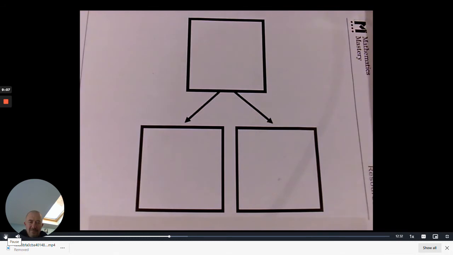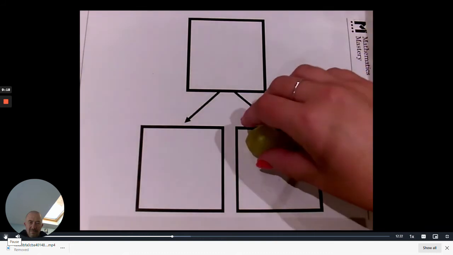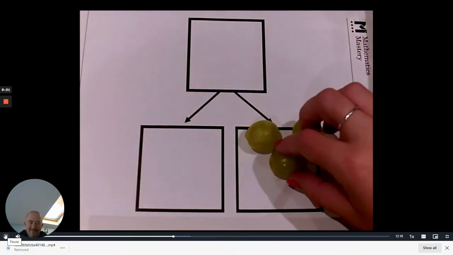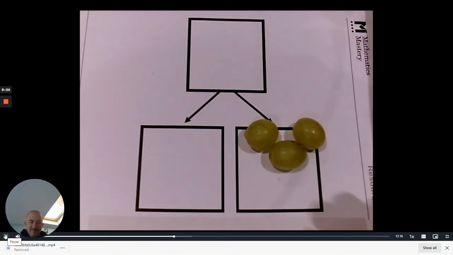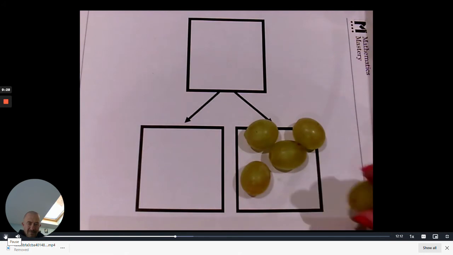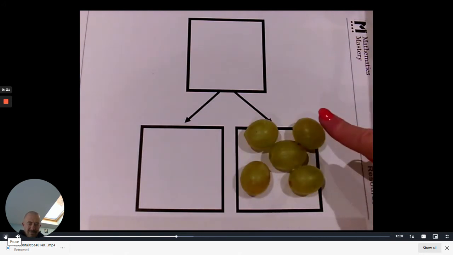All right, so remember, Miss Molnar had 5 green grapes. So that means I need to put 5 in one of my parts. So I've got 1, 2, hopefully they don't roll away on me, 3, 4, and 5. 5 is a part.